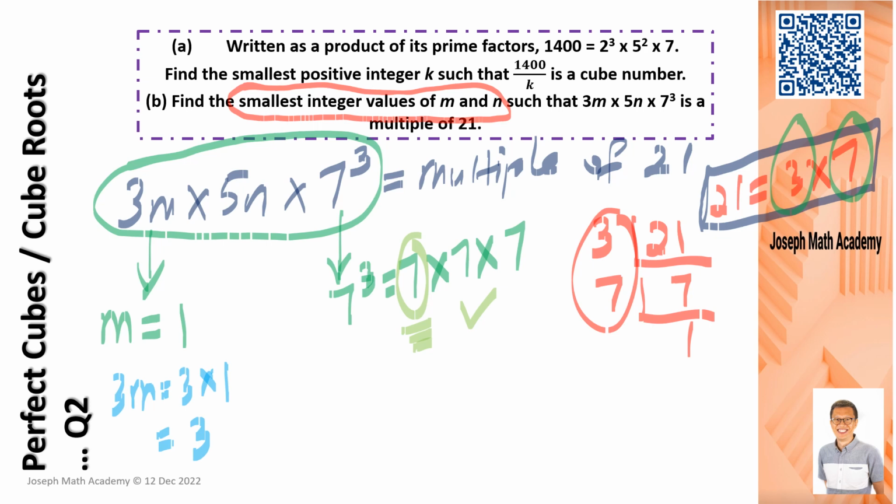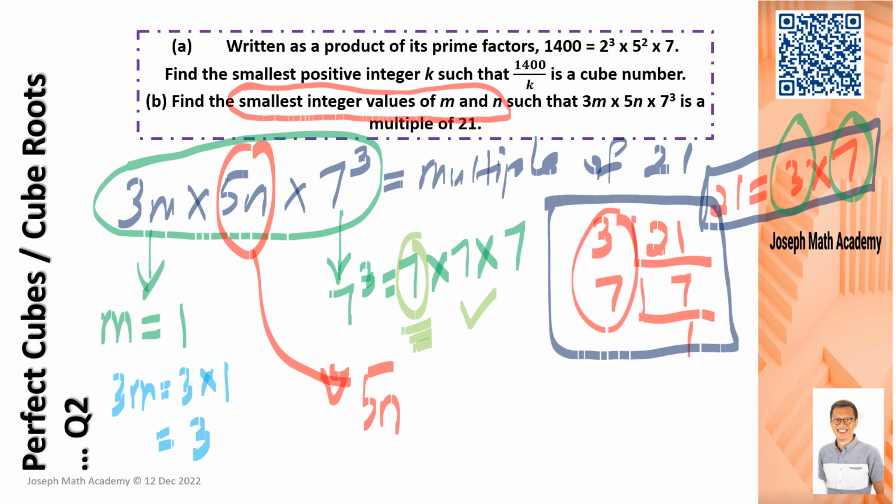Now the headache is here. What about 5^n? We don't need a 5 because in 21 there is no prime number 5. So we are not interested in a 5. So what do we do? We have to make the 5^n term become 1 so that it does not contribute a factor of 5. To do so, n must be 0. So when n is 0, 5^n becomes 1.